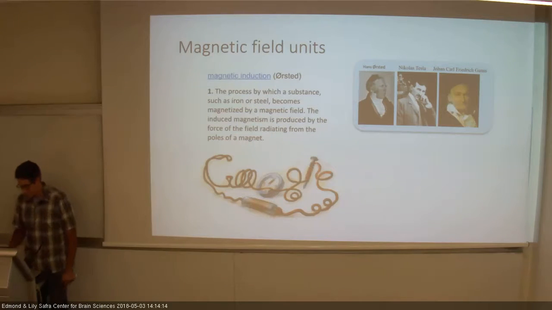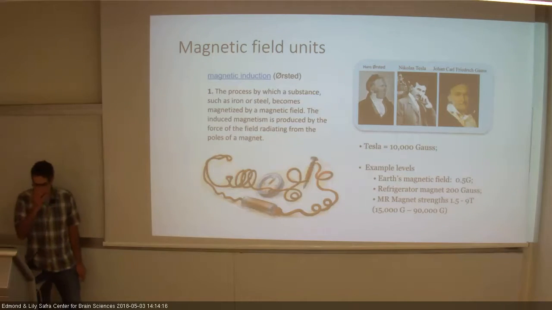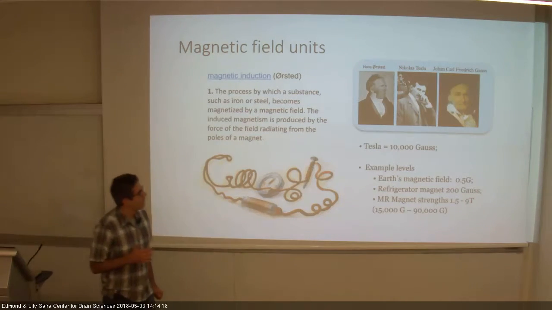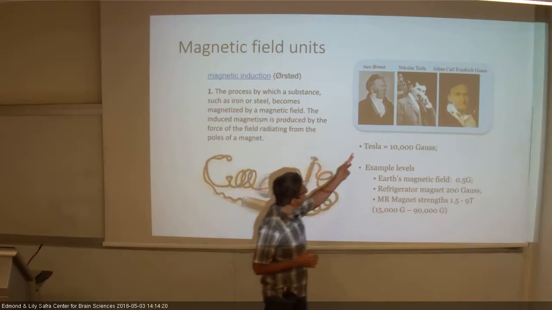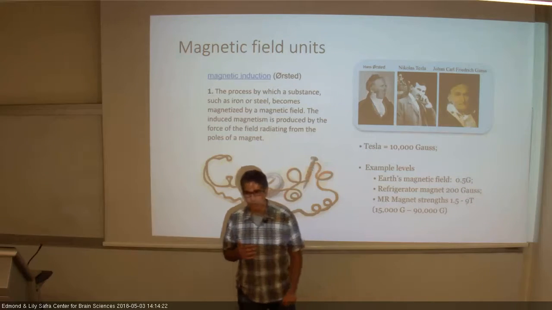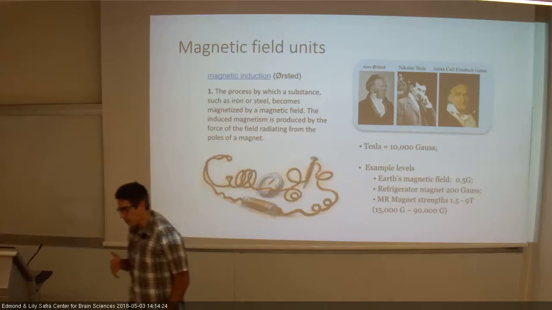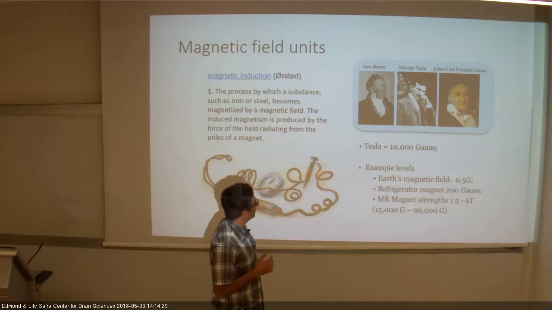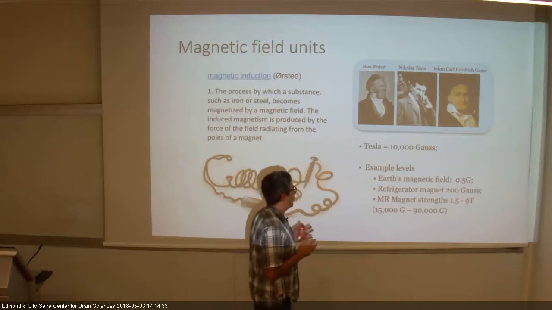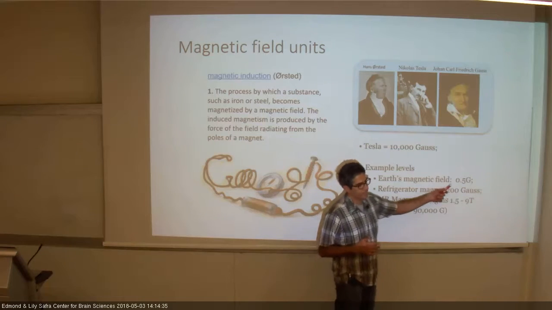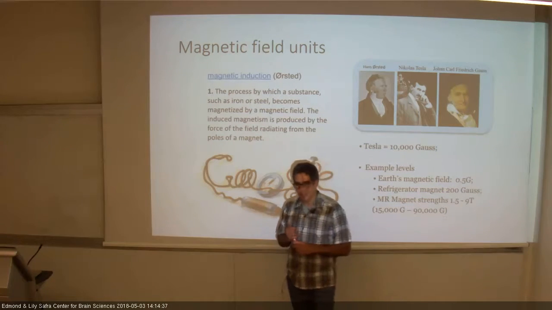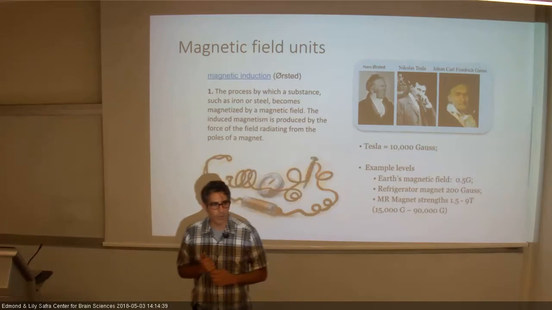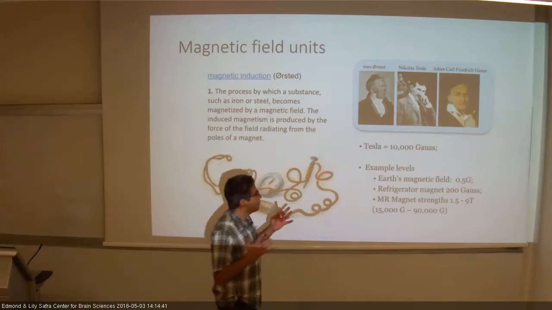And we have units to describe this magnetic field. It's either Gauss or Tesla, both named after very famous researchers who were also researching electricity and magnetic phenomena. So the typical magnetic field of Earth, for instance, is about half a Gauss. Okay, so that's the size. And if you go around your refrigerator, it's going to be 200 Gauss.